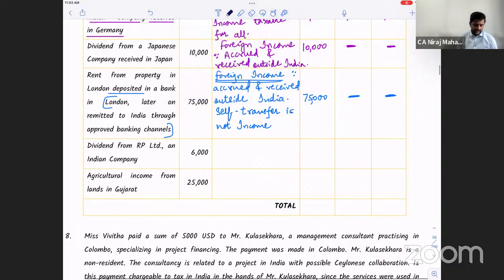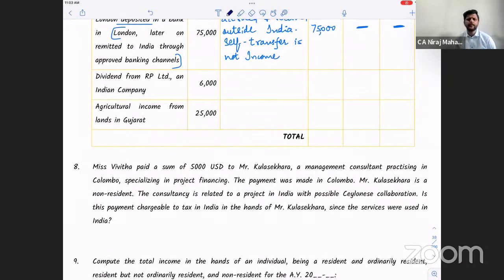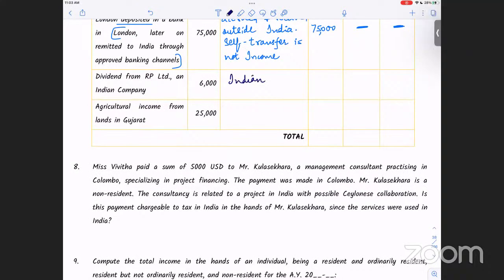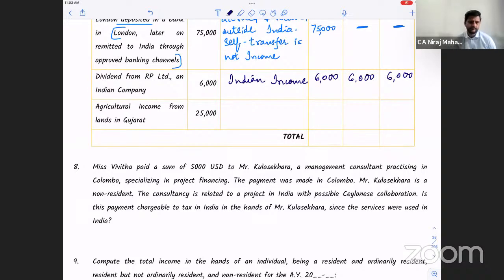Next one. Dividend from RP Limited, an Indian company. Indian income by default is always taxable for all of them. Clear? And last one, I'll give you the answer you don't know actually. Agricultural income from lands in Gujarat. It is Indian income, no doubt about it.